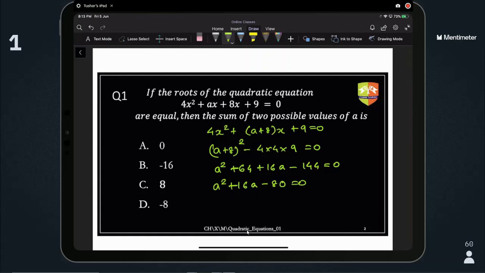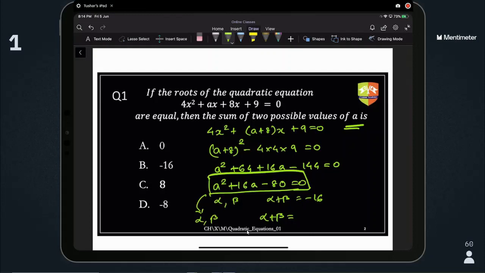Right, then what? Sum of two possible values of a. This is a quadratic equation, so two values, let it be alpha and beta. So the sum alpha plus beta is how much? Minus 16. You don't need to solve the equation also. From here itself you can say alpha plus beta. So two possible values of a will come from here. One is alpha, another is beta. So sum of roots, alpha plus beta, is -b/a, so minus 16.